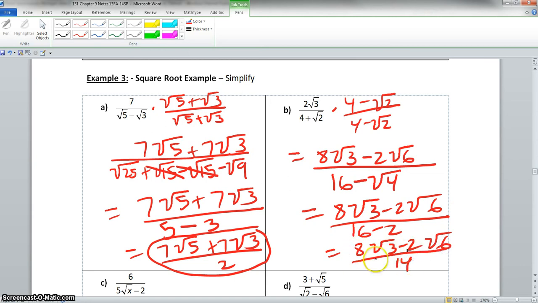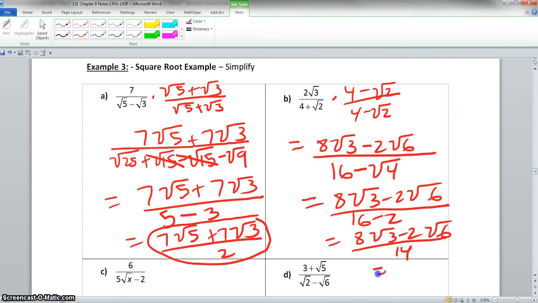Now if you notice here, all three of these terms have 2 in common. So when we simplify this by 2, this will give us 4 square root 3 minus the square root of 6 all over 7. And that is the final answer.